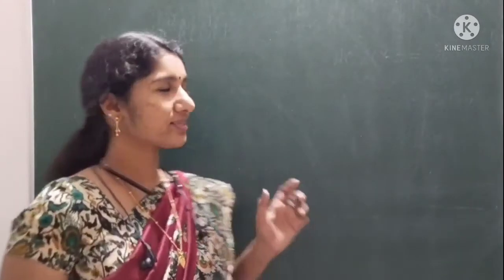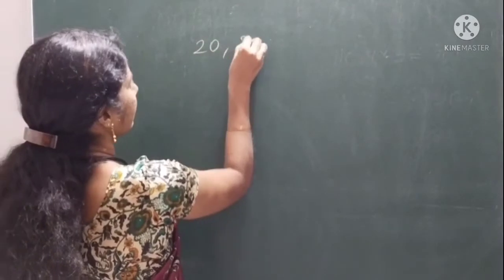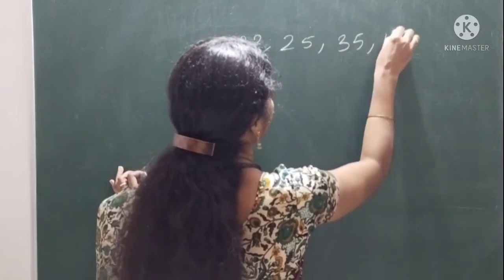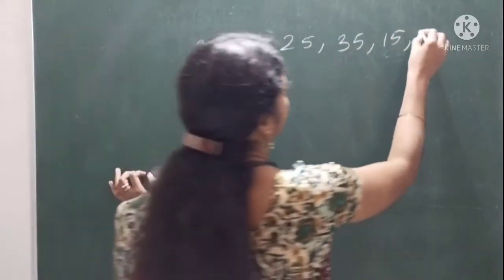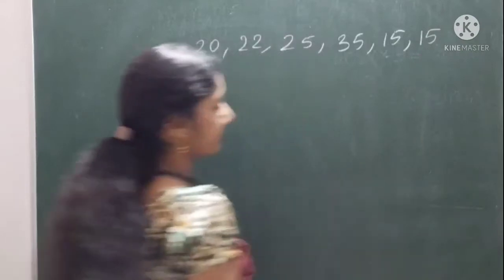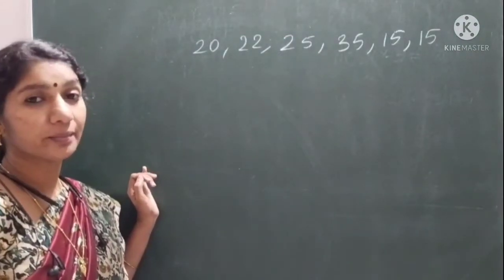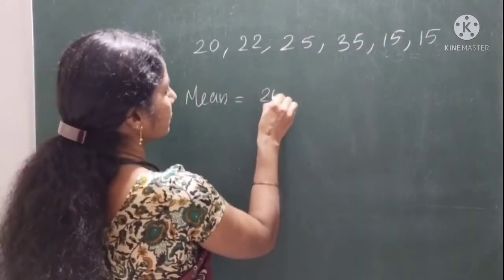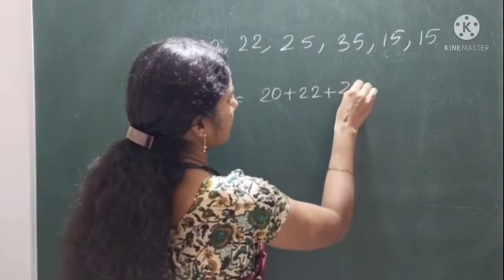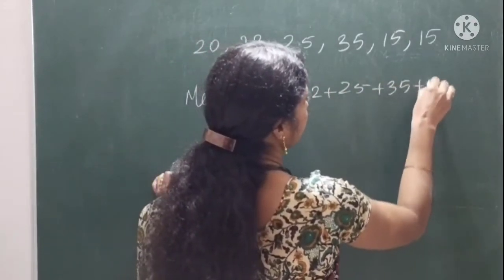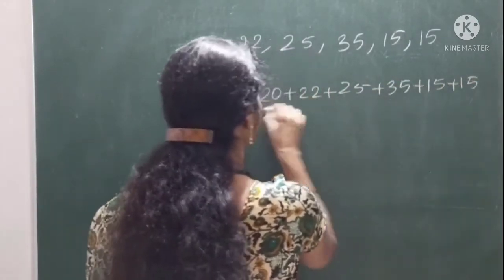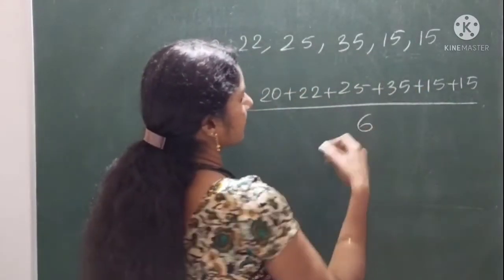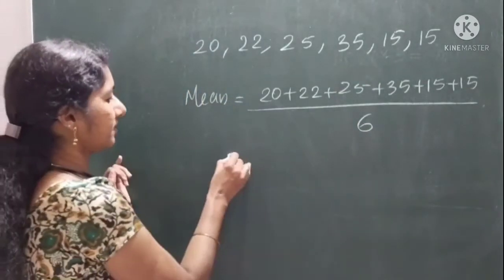Okay. Next one example. 20, 22, 25, 35, 15, again 15. We need to find the mean of this data. So what we will do to get mean? Mean is equal to 20 plus 22 plus 25 plus 35 plus 15 plus 15 divided by total 1, 2, 3, 4, 5, 6 observations. So divided by 6.